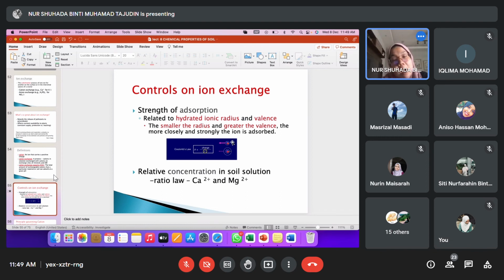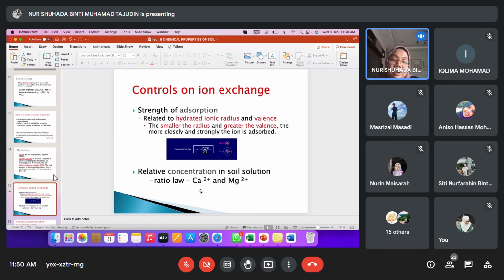So hydrogen actually has a very small radius and a greater valence, so it is easily attached. Its pulling force is stronger. When we study, the larger the radius, the more loosely it is held by the chemical bonding. So it is in relative concentration in the soil solution. It should have a ratio, for example calcium to magnesium, because calcium is held more tightly than magnesium.